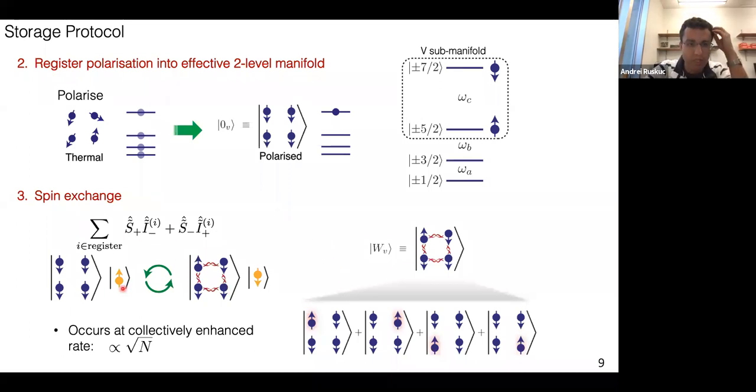I also want to note that if we were to prepare the ytterbium in the spin down state, there would be no spin excitations in the system, and this spin exchange would then be forbidden. And in addition to that, this spin exchange interaction is collectively enhanced by a factor proportional to the square root of the number of spins, in this case, the square root of 4.